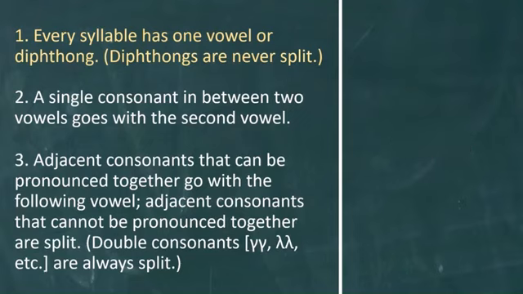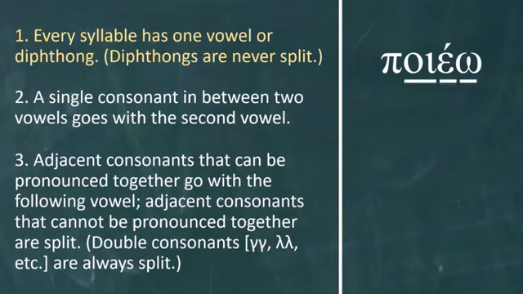As another example, consider the word poieo. Here we have 4 vowels, but notice that 2 of them form a diphthong. So according to our rule, we must have 3 syllables in this word. Thus again, there is only one way to divide this word which satisfies the first rule.